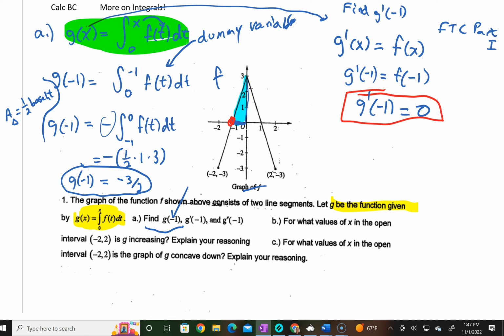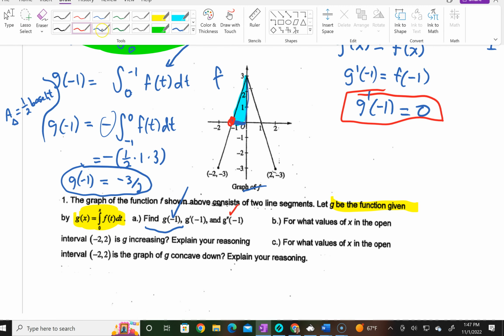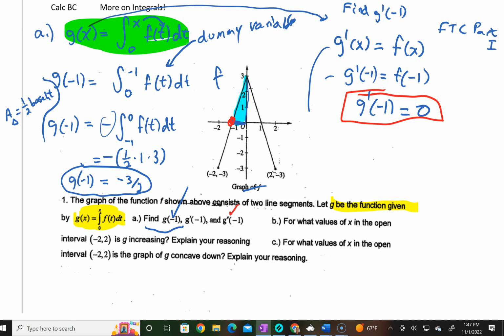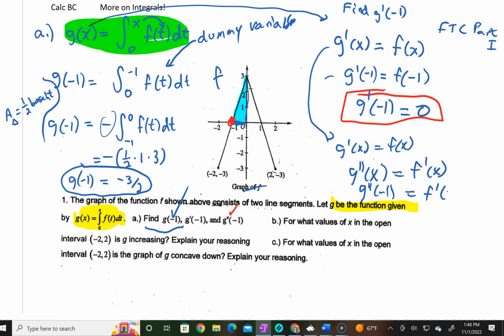Oh, my gosh. We doing okay? And then you'd say, well, wait a minute. Now we need g double prime. Now, hold on. If g prime was equal to f of x, what's g double prime of x? F prime of x. I just keep taking a derivative. Do you agree with that? And then you'd say, well, g double prime of -1 would be f prime of -1.